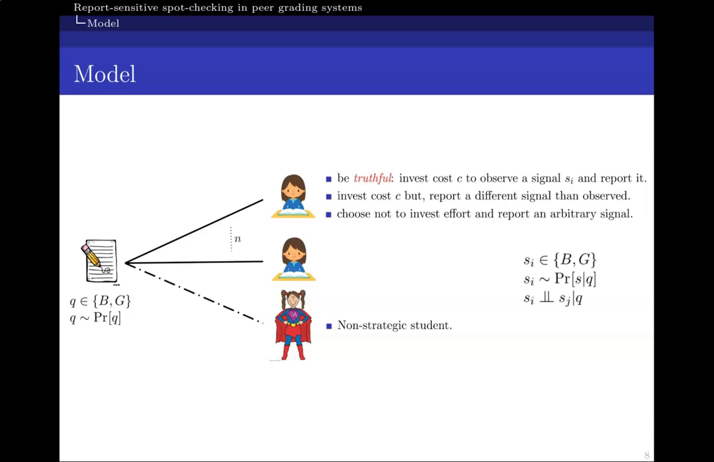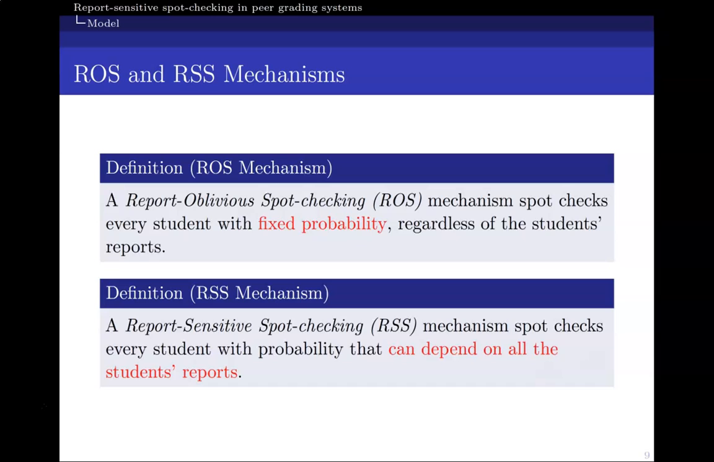We assume that student signals have the same domain as the true quality. These signals are independent conditioned on the true quality. And for the sake of this talk, I'm going to assume that all the signals are drawn from the same distribution. But in the paper, we extend our results to cases where all signal distributions can be different from each other. We consider two main groups of mechanisms in this work.